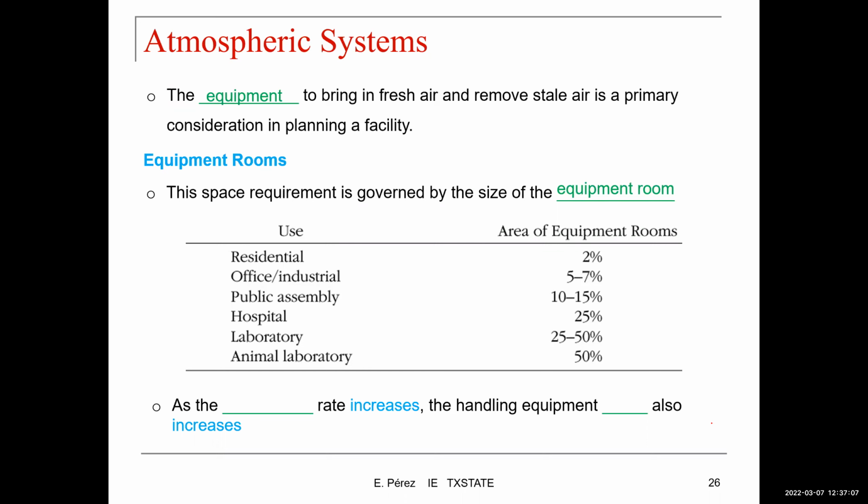So for a laboratory, you're dealing with a lot of chemicals, organics and inorganic matter, so you have to have more equipment. Same thing for an animal laboratory. As the air exchange rate increases, the area for the handling equipment also increases. So the more you need this exchange, exhausting and inputting air inside the facility, the more space you will need, because you will need more equipment.